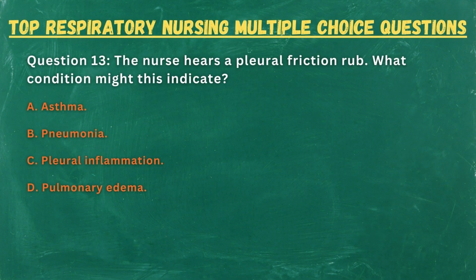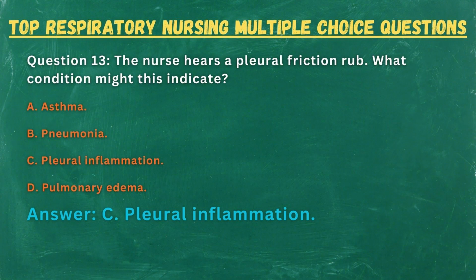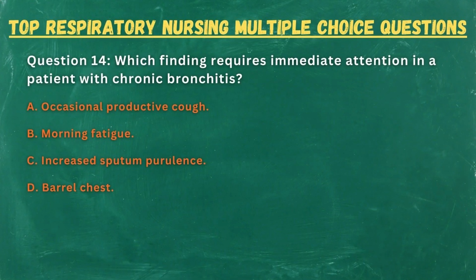Question 13. The nurse hears a pleural friction rub. What condition might this indicate? A. Asthma. B. Pneumonia. C. Pleural inflammation. D. Pulmonary edema. Answer. C. Pleural inflammation.